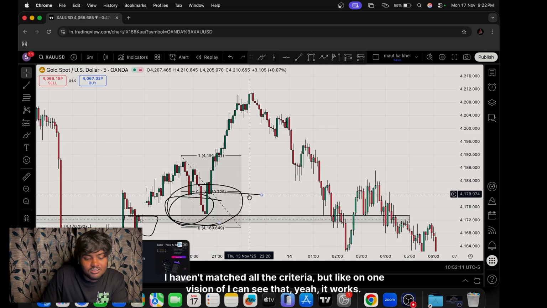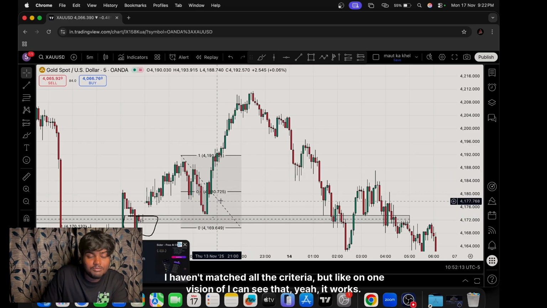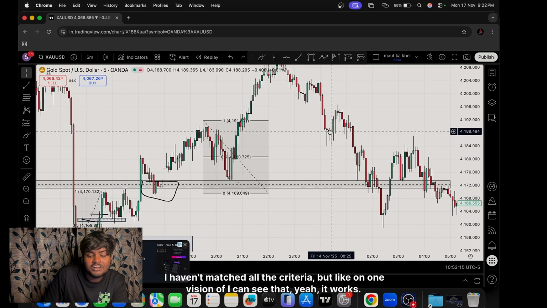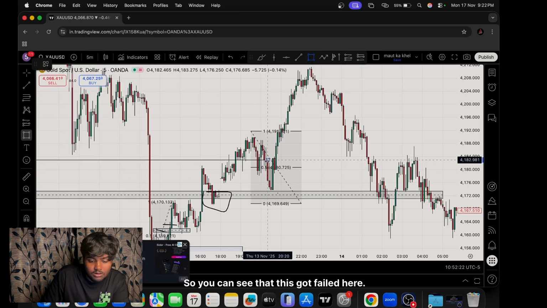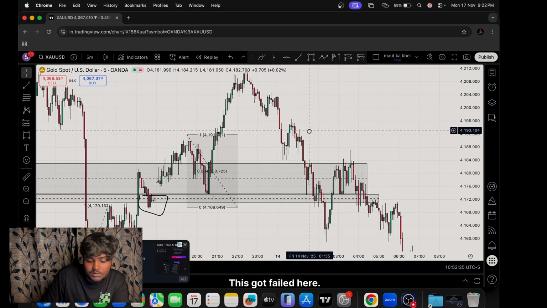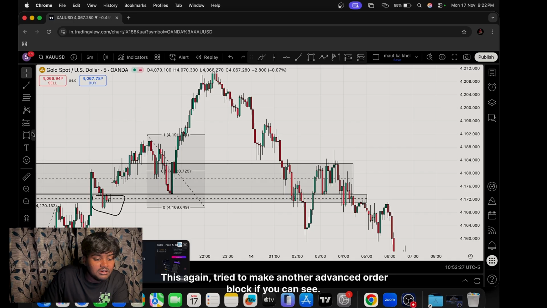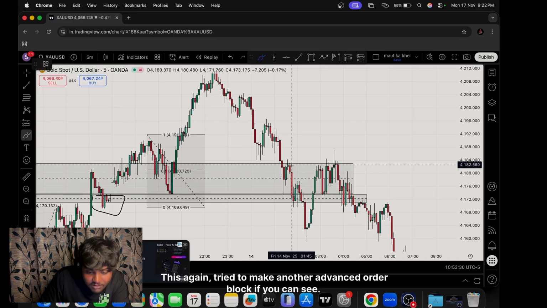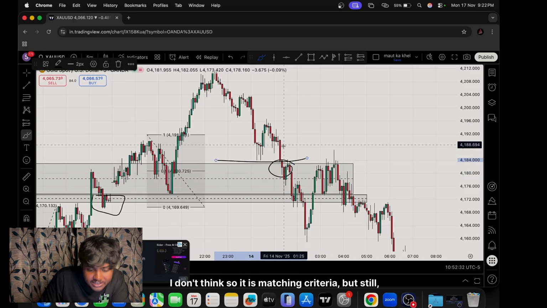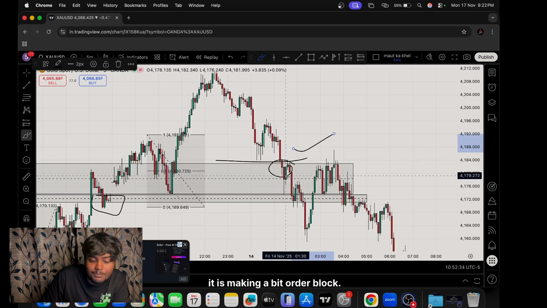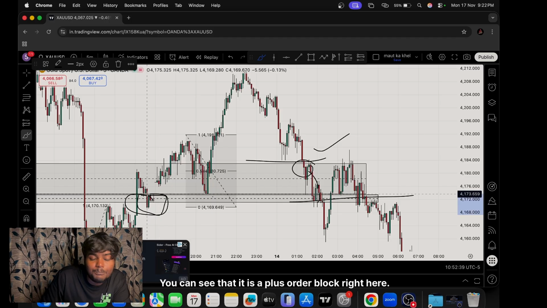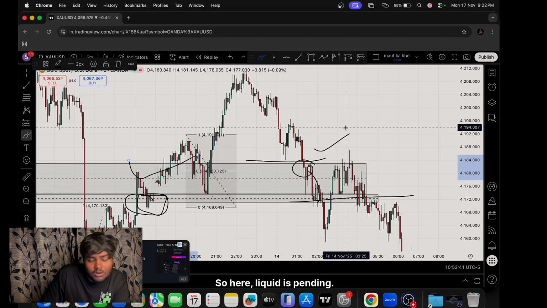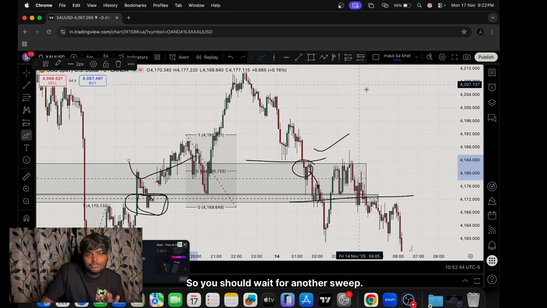So this was the advanced order block. I haven't matched all the criteria, but at first sight I can see that yeah, it works. But when it is an advanced order block, it can fail after being retested one time. So you can see that this failed here, this failed here. This again tried to make another advanced order block. I don't think it is matching the criteria, but it is still making a bit of an order block, and then it is swept one time. You can see that it is a past order block right here. So here liquidity is pending, so you should wait for another sweep.